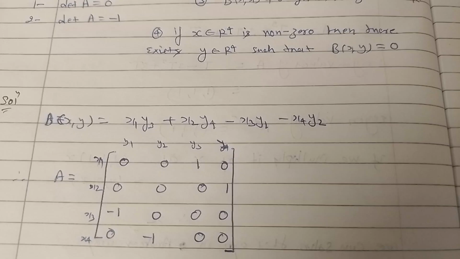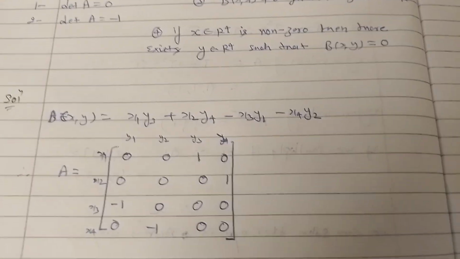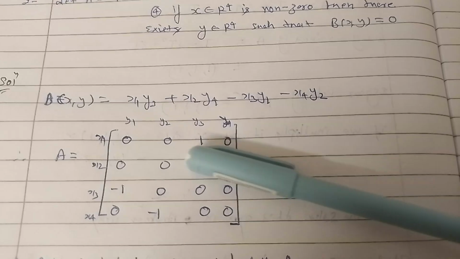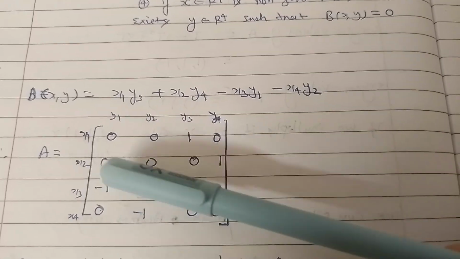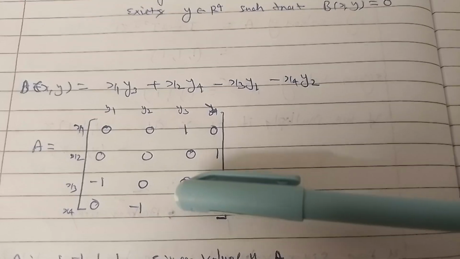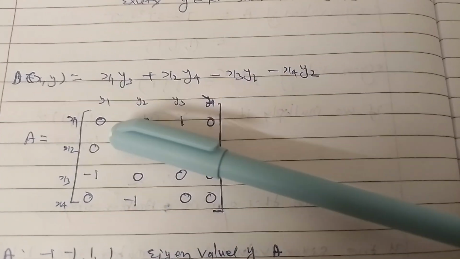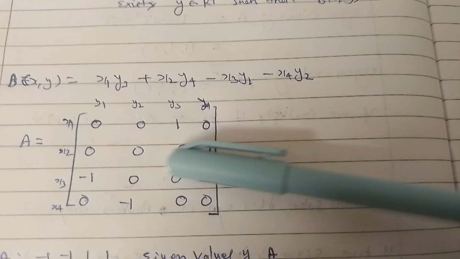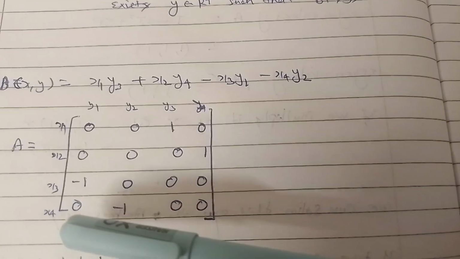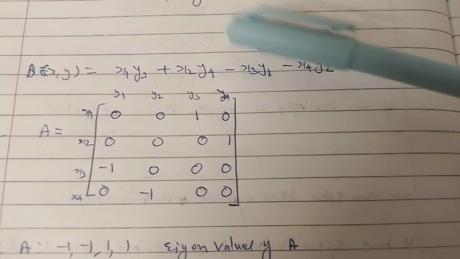Similarly, the coefficient of x2 y1 is 0, x2 y2 again 0, x2 y3 is 0, and the coefficient of x2 y4 is 1. Okay. Similarly, you can see the coefficient of x3 y1 is minus 1 here, and the rest are 0, and the coefficient of x4 y2 is again minus 1 and the rest are 0. Okay. So this is the matrix.